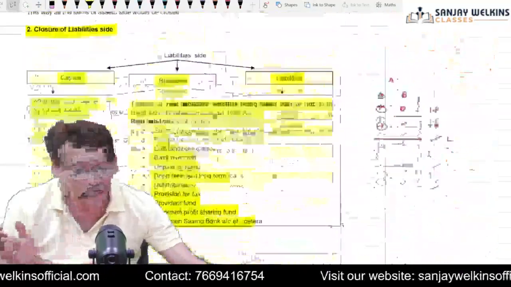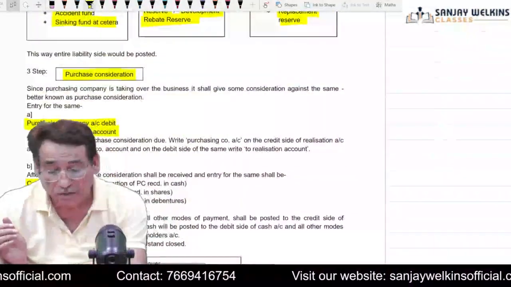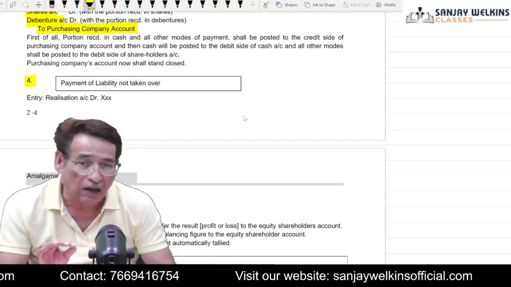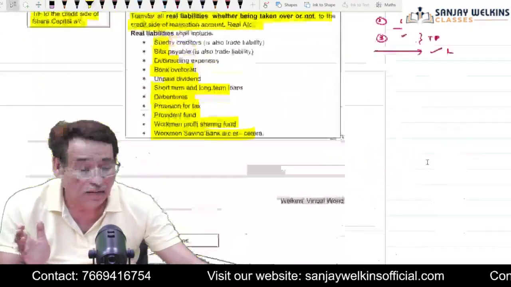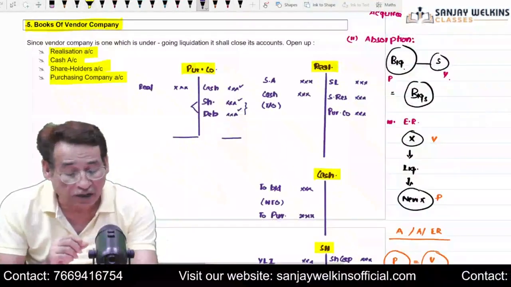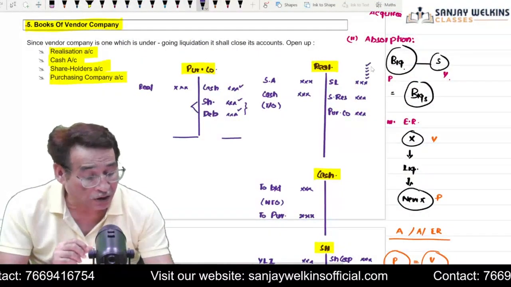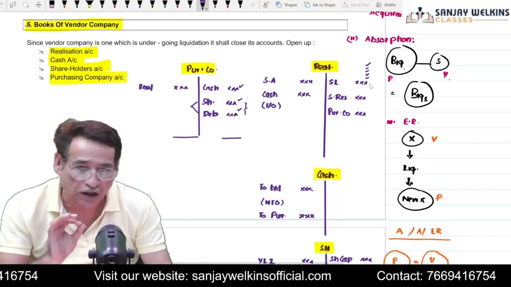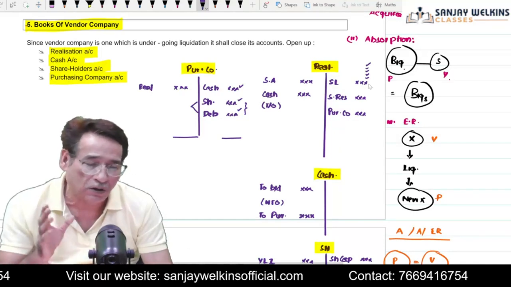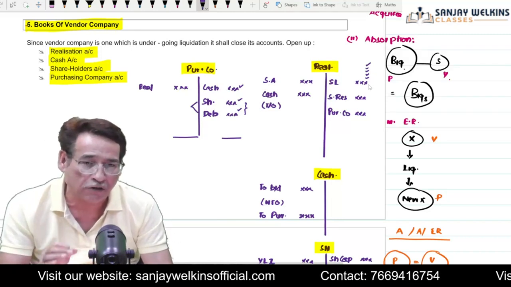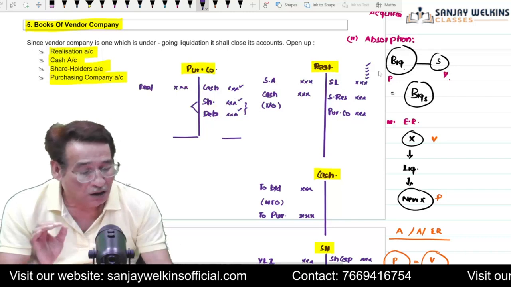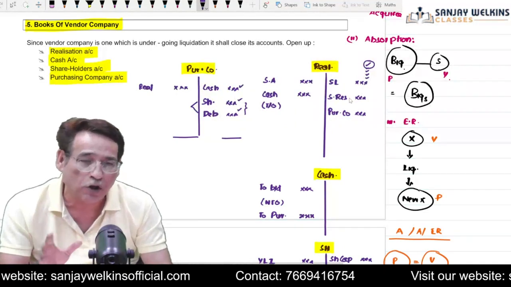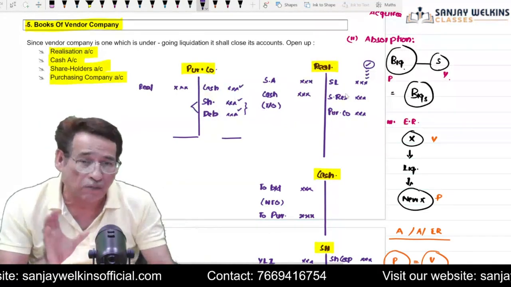So after having done this, now finally, the next step is, we will look into the question whether there is any liability which hasn't been taken over. Let us say there are five liabilities in the question. I have already told you whatever liabilities were there in the balance sheet, you have already posted them to the credit side of realization account. Because we have to post the liability on the credit side of realization account irrespective of the fact whether those liabilities have been taken over or not. Now, let us say out of these liabilities, one liability hasn't been taken over, but still we have posted them to the credit side because we have to post all liabilities, whether those liabilities are being taken over or not.